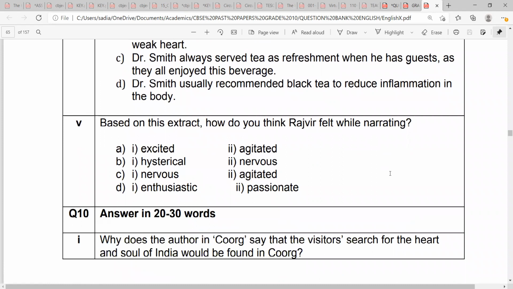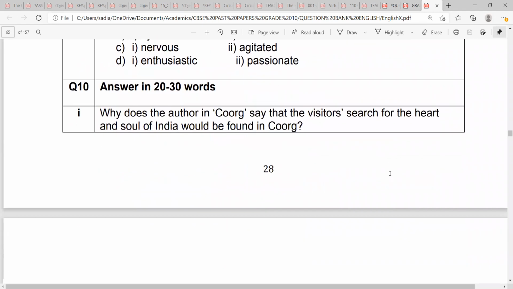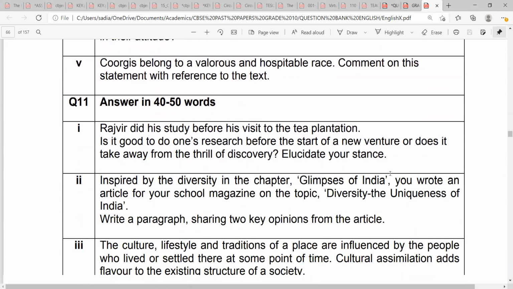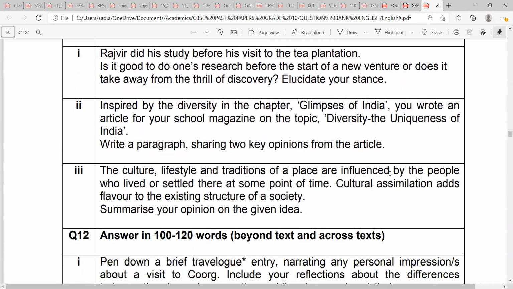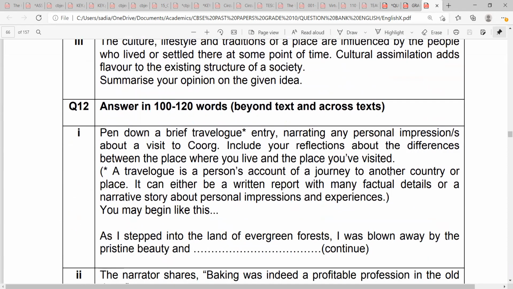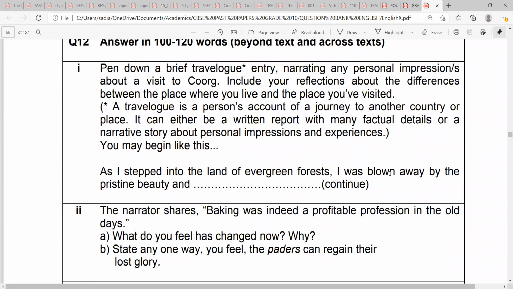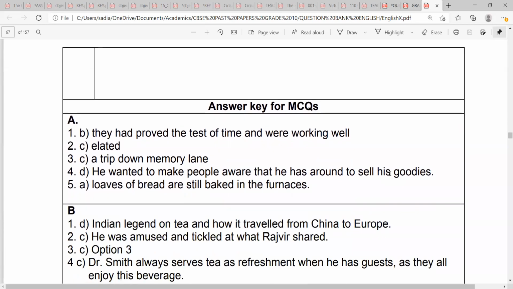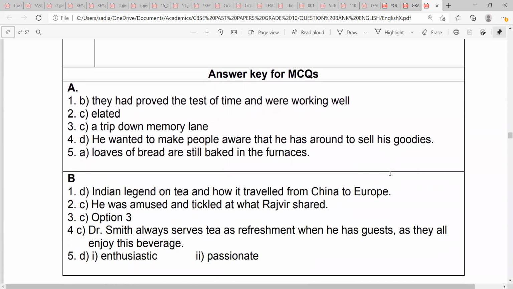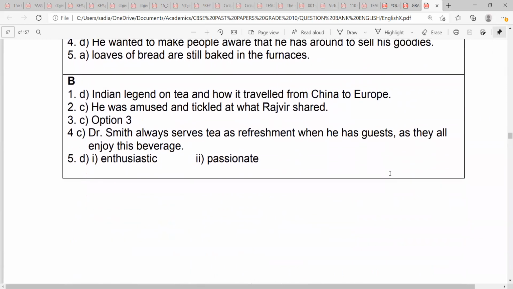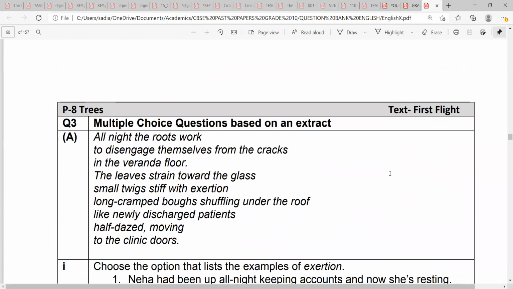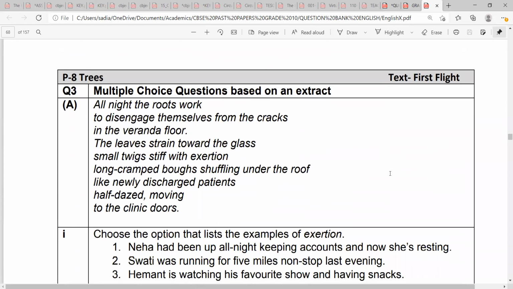First answers in 20 to 30 words. Questions are given. 40 to 50 words questions. 100 to 120 words. Beyond the text and across the text means extrapolatory questions. And this is the answer key for the MCQs that you have just attended. Be mindful of the portion that is in the examination.